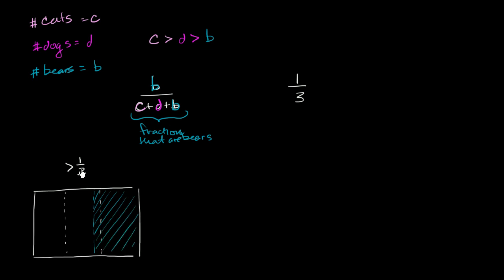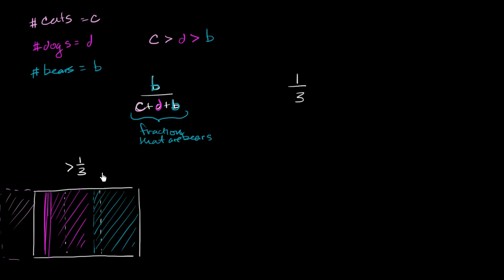But if the fraction of bears is greater than 1/3, well, the fraction of dogs has to be even greater than that. So it has to be at least as much as this blue area, so it's going to be even greater than that. And the fraction that are cats has to be even greater than that. And you see, you can't have 3 things that are all greater than 1/3 adding up to a whole. So this scenario breaks down.